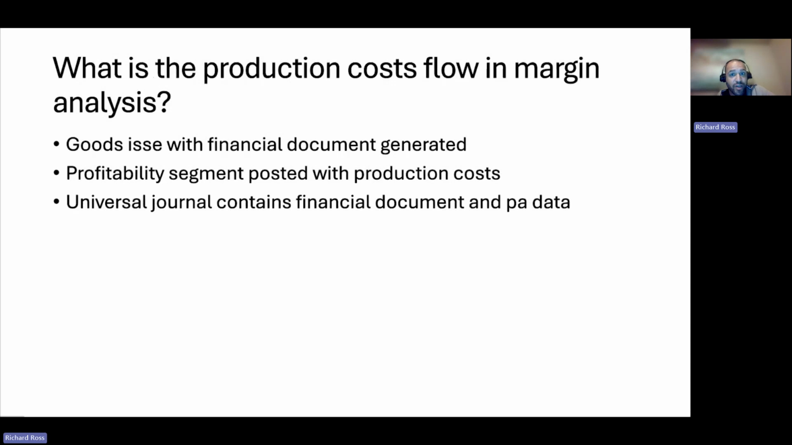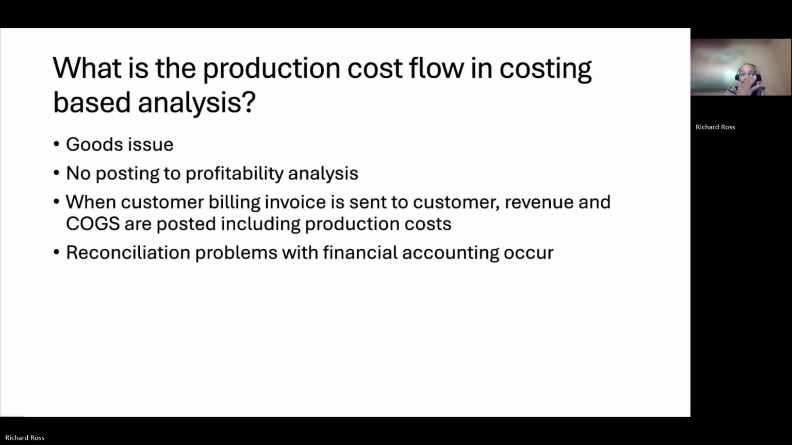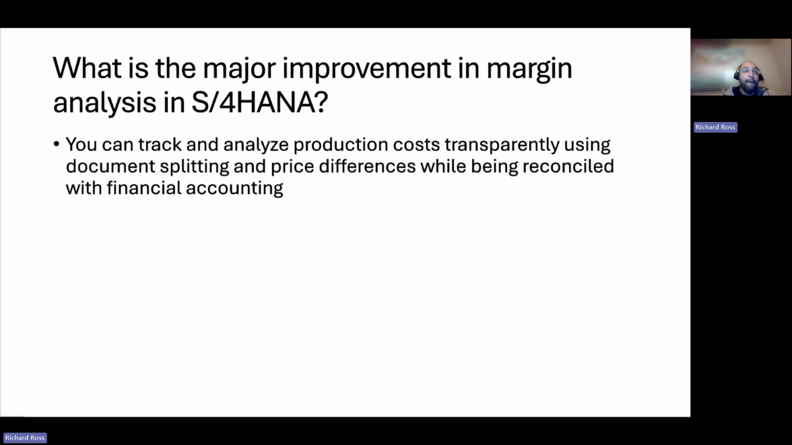What is the production cost flow in margin analysis? Goods issue with financial document generated, profitability segment posted with production costs, universal journal contains financial document and PA data. What is the production cost flow in costing-based analysis? Goods issue, no posting to profitability analysis. When the customer billing invoice is sent to the customer, revenue and cost of goods sold are posted, including production costs. Reconciliation problems with financial accounting occur.